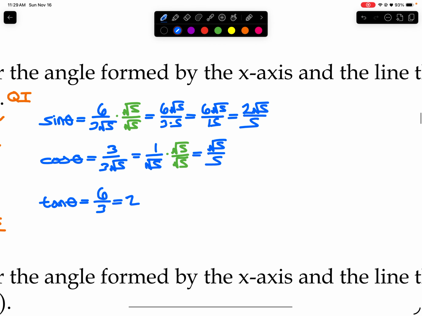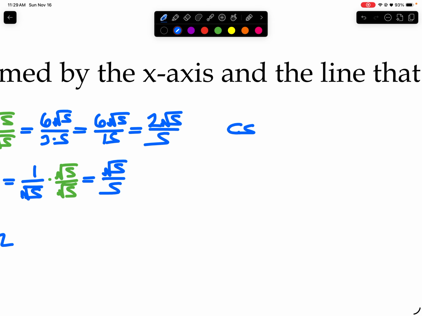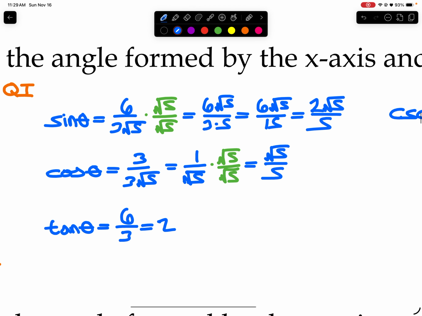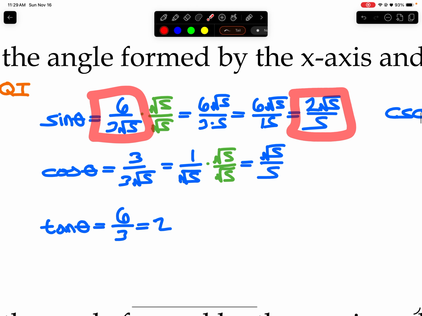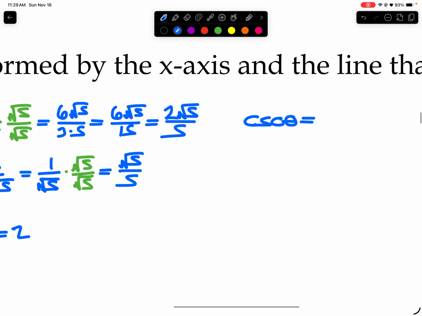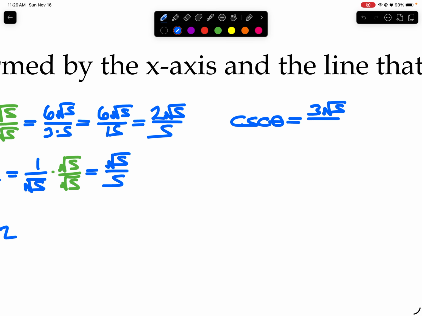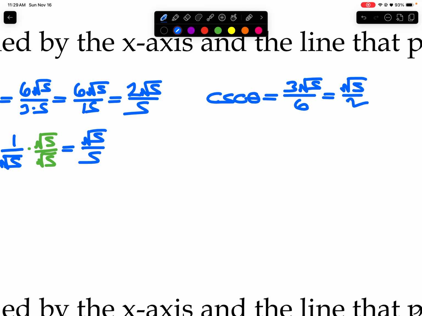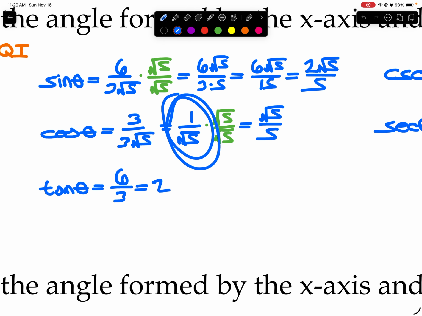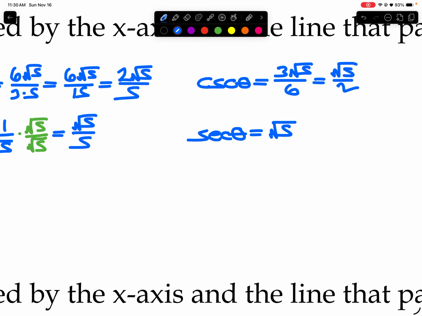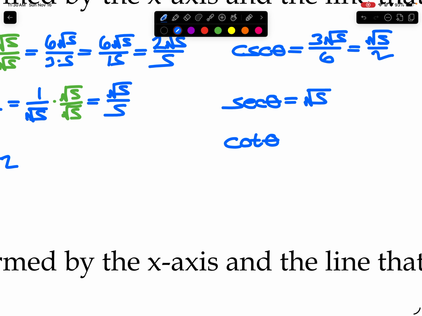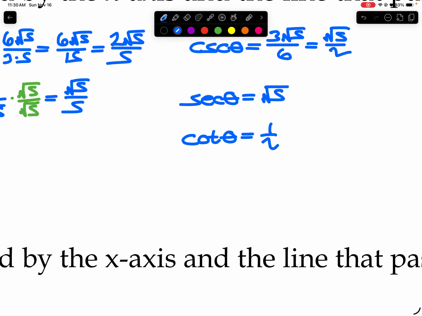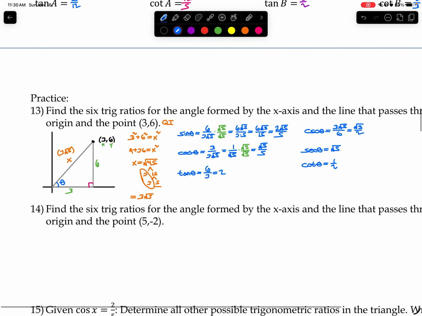Okay, so now I have the big 3. Now I want to do the reciprocal ratios. So I want to do cosecant of theta. You can either flip the original or the simplified, but typically it's going to be the original. So I'm going to flip, and we're going to have 3 root 5 over 6, which simplifies to root 5 over 2. Okay, and then with secant theta, once again I'm going to flip the simplified original. So that's just going to be root 5. And then with cotangent, flip 2, and you get 1/2. That was easy. So there's kind of a mock one for you.